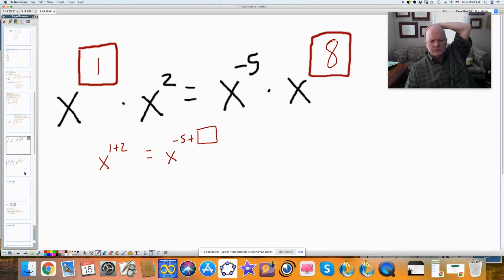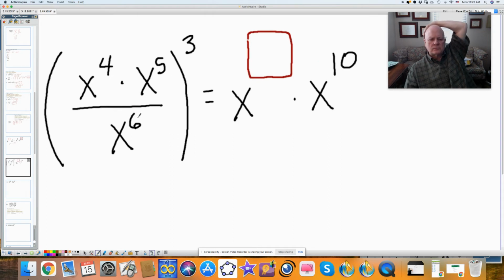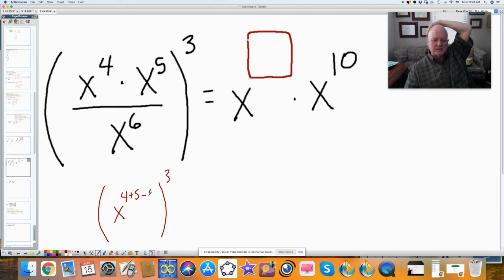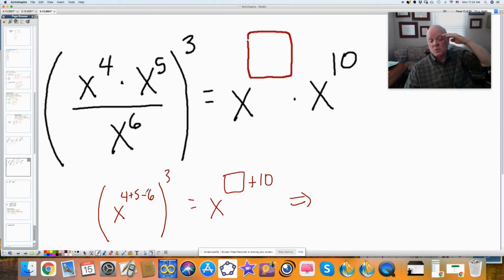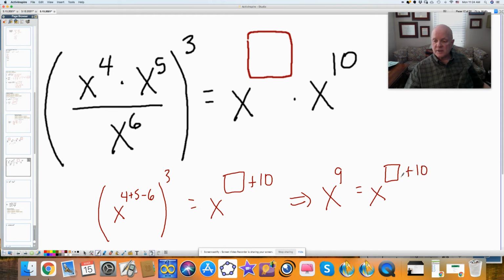These are different ones. This one, oh my goodness. Let's look inside the parentheses before we just get rid of them. Let's try to simplify this. This would be x to the 4 plus 5 minus 6 is equal to x to some number plus 10. Well, this becomes x cubed, and that's 3 times 3 is 9. When you have the exponent to an exponent, that's 9. It's equal to x to some power plus 10. Well, what is that power? That's going to be negative 1.